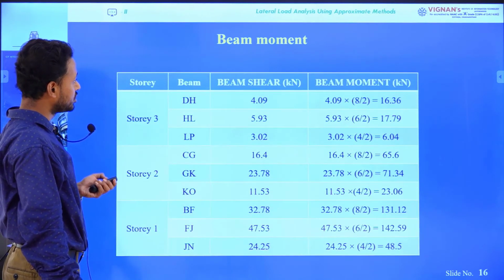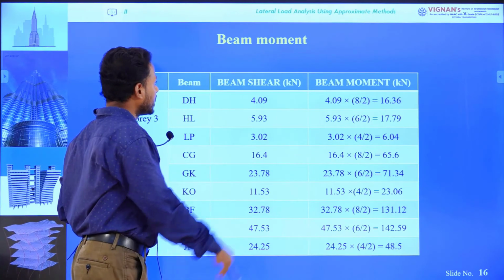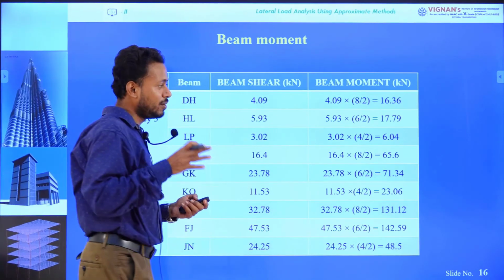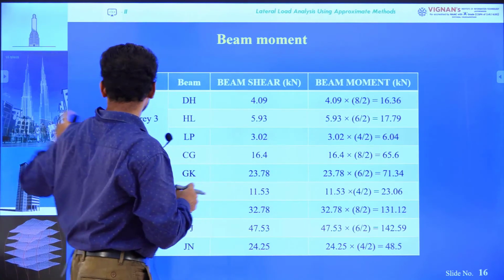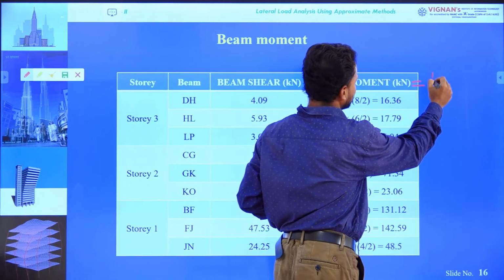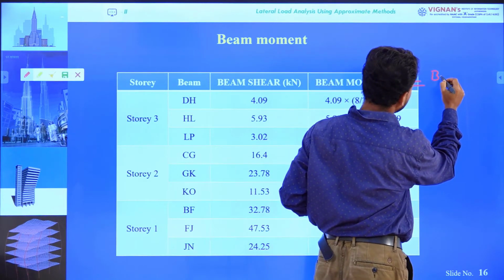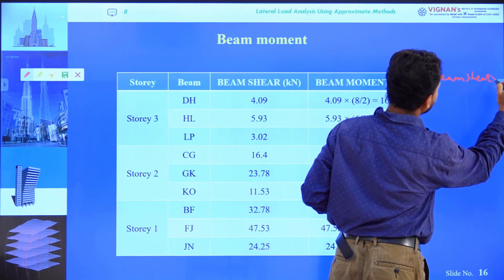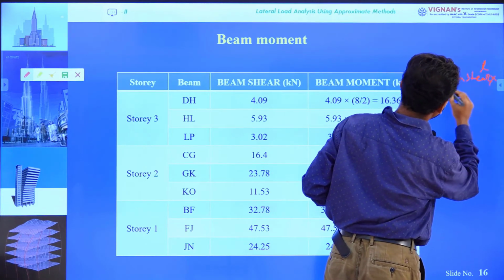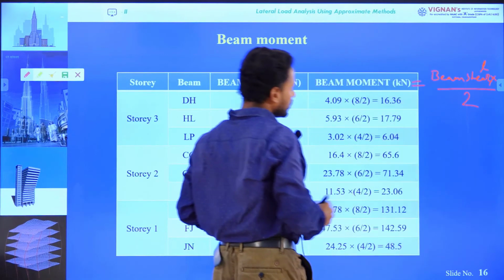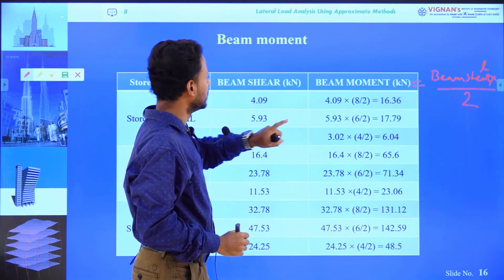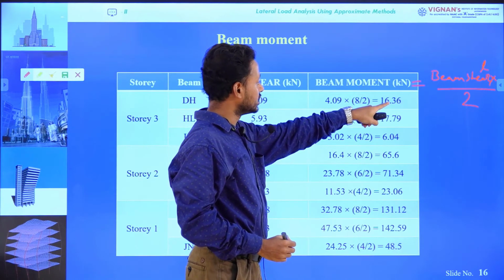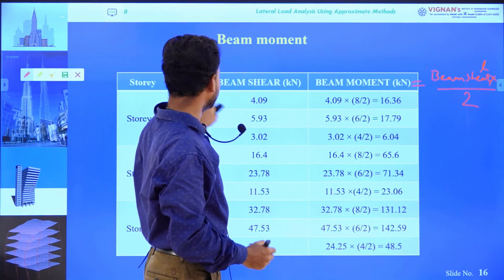Now, we will calculate the beam shear. As we have calculated the beam shear, here we write, then we will calculate the beam moment. What is the formula? The beam moment will be beam shear into L divided by 2. You can calculate the beam moment in this way. So, beam shear into L divided by 2, you have 16.36 kilonewton in that particular beam.